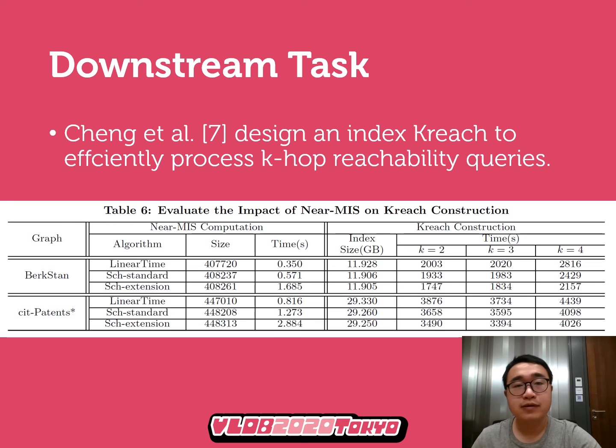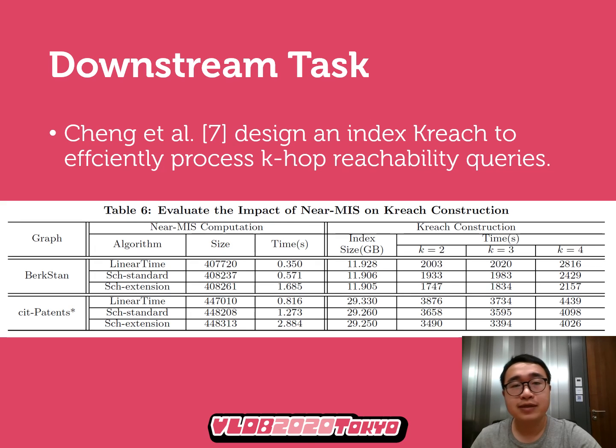In this experiment, we evaluate how the quality of a near MIS affects a downstream task, K-hop reachability query. An index K-reach is designed to efficiently process K-hop reachability queries, which ask whether there is a path from a node to another within K hops. The construction of K-reach relies on computing the pairwise distance among nodes in a vertex cover, the complement of an independent set of a graph. Thus, the first step of K-reach is to compute a vertex cover.